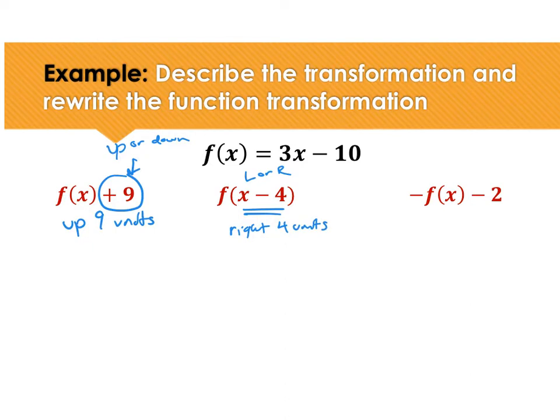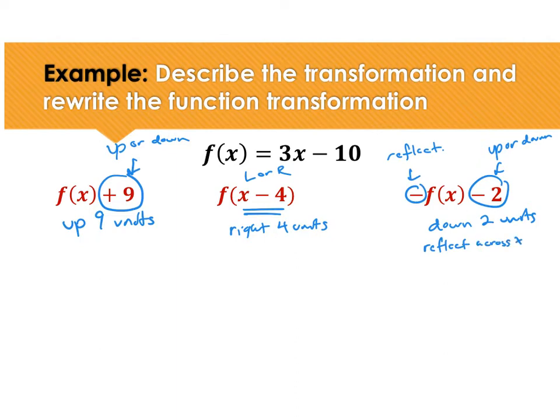And the last one has a couple things going on here. In fact, we see that minus 2 on the outside. And so remember, that's up or down. Since it's minus 2, that would be down 2 units. But we also see this negative in front. And so remember, if you see a negative, that's a reflection. And specifically, since it's in front of the function, we're going to say reflection across the x-axis here. If you saw the negative inside there, that would be the y-axis.